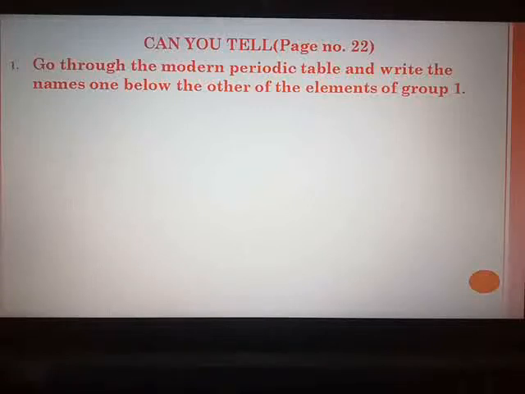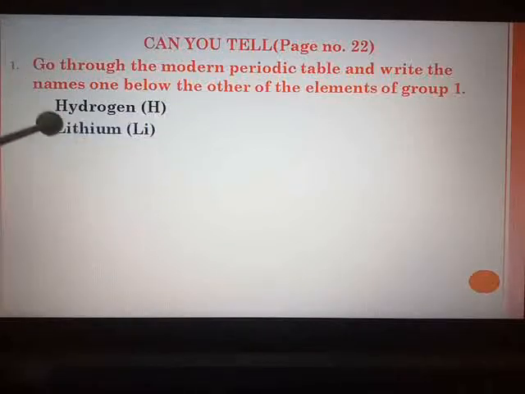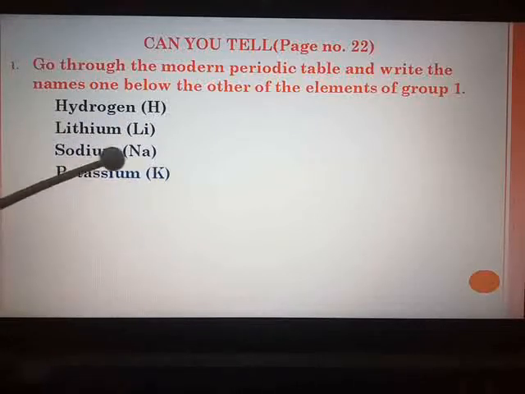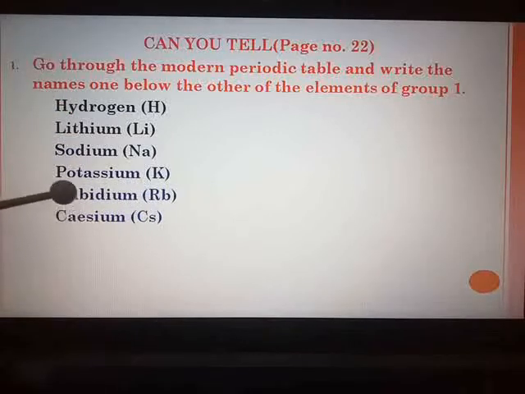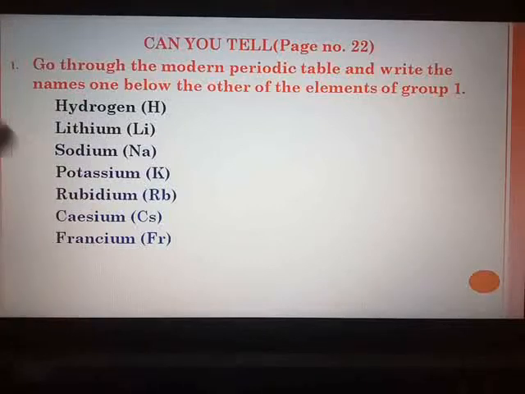Now on page number 23 in the textbook in front of you, you have the modern periodic table. So one below the other you can write the names of elements of group 1, which begins with hydrogen, H, followed by lithium, Li, sodium, Na, potassium, K, rubidium, Rb, cesium, Cs, and francium, Fr. So these are the names of the elements of group 1.